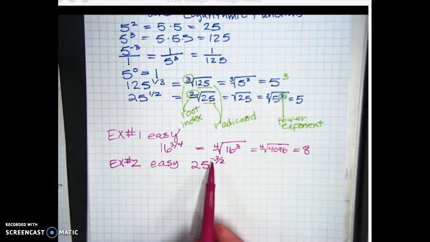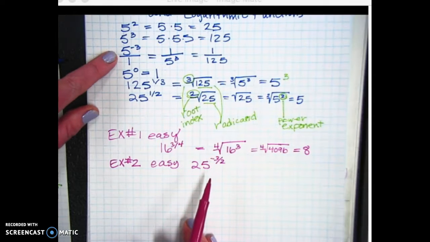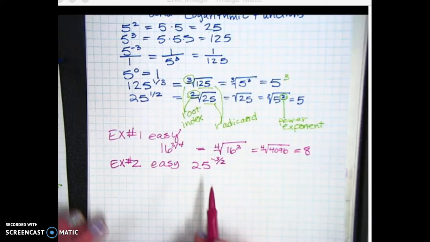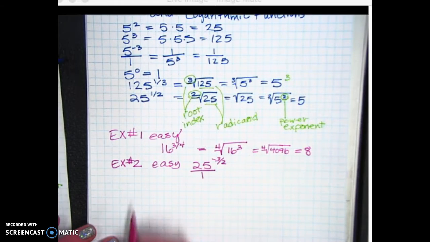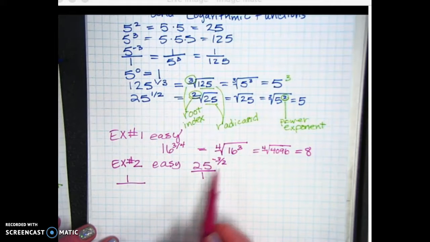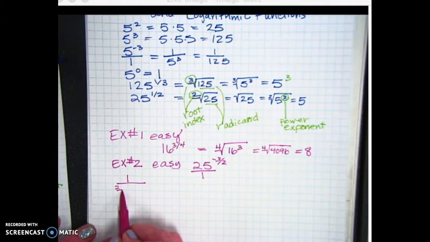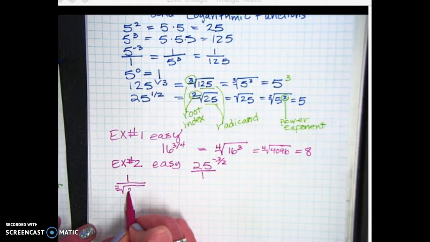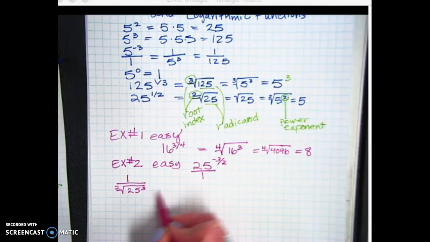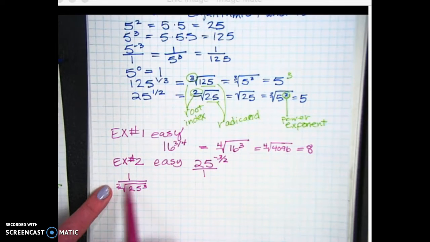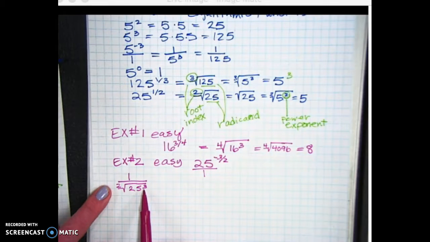Okay, so right away we have this negative exponent. Remember when we were up here, we moved it from wherever it was to the opposite spot. So I'm going to make it into a fraction by putting a 1 in the denominator, which means it's going to become 1 over the 2 is the root, and then under the radical we have 25 to the third power. Because the negative sign was in the numerator, I moved it to the denominator and made it positive.